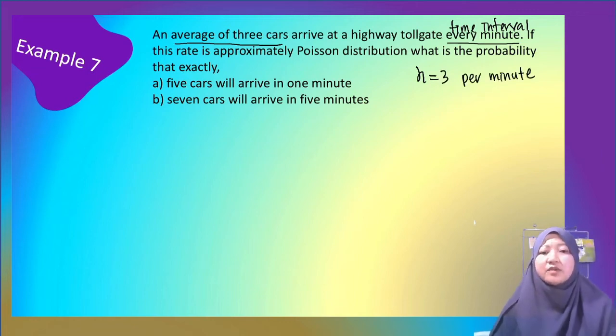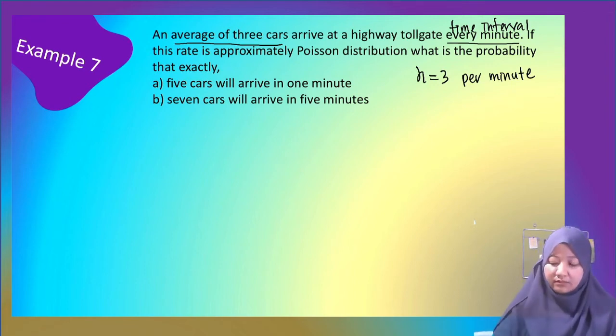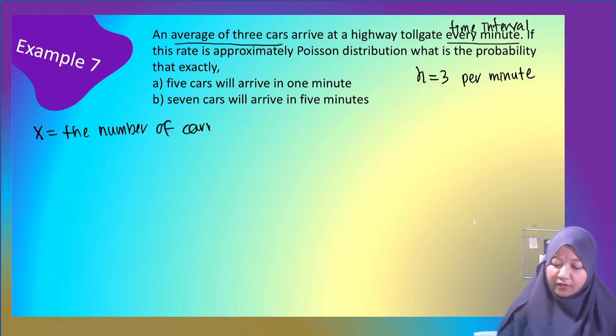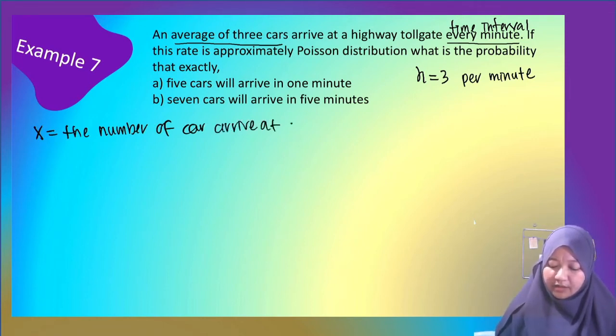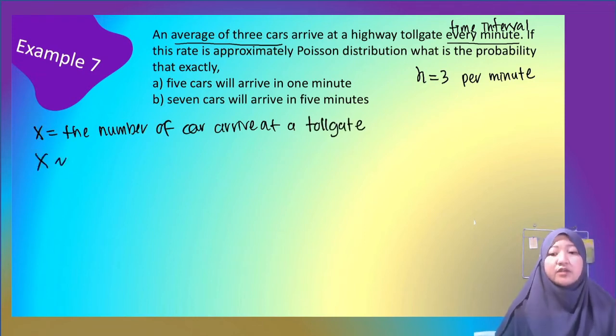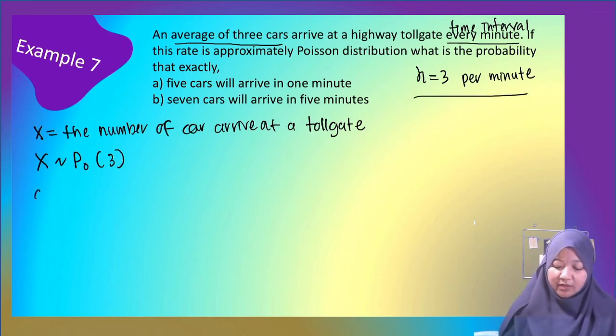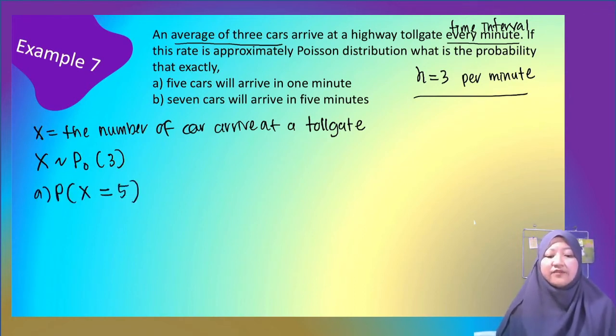If this rate is approximately Poisson distribution, what is the probability that exactly 5 car will arrive in 1 minute? So, kita tulis dulu X the number of car arrive at a toll gate. So, X distribute Poisson, lambda dia adalah 3. Okay, ingat 3 ni adalah per minit. Per minit, untuk 1 minit. So, soalan pertama, find the probability X exactly 5 car. Right, exactly 5 car.